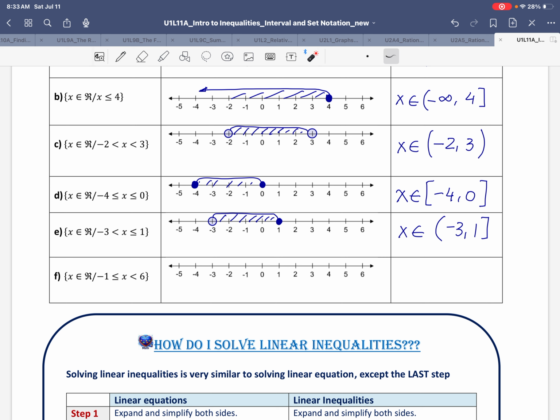Next, we have any set of real numbers such that x is greater than or equal to negative 1 and less than 6. So we're going to spot negative 1, mark it with a filled circle because negative 1 is part of the set, and positive 6, mark it with an empty circle, because it is not part of the set, and all the x values will be in between. And I think we get the idea now, and we're going to say that x is between negative 1, comma 6. Negative 1 deserves square brackets, and 6 is in round brackets because it's not included.